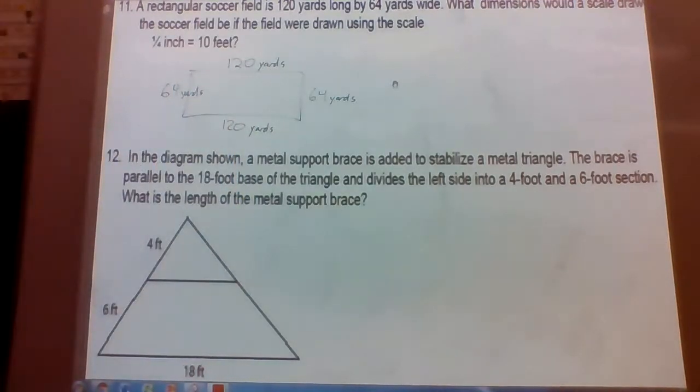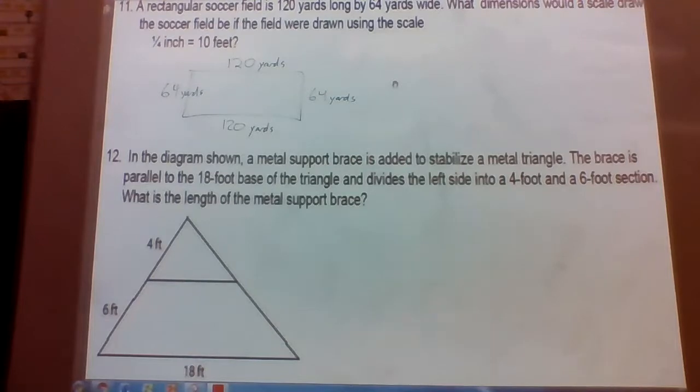Okay. What dimensions would a scale drawing of the soccer field be if the field were drawn using the scale 1/4 of an inch equals 10 feet? I don't like the scale very much here. Trying to see if we can make it easier on ourselves.